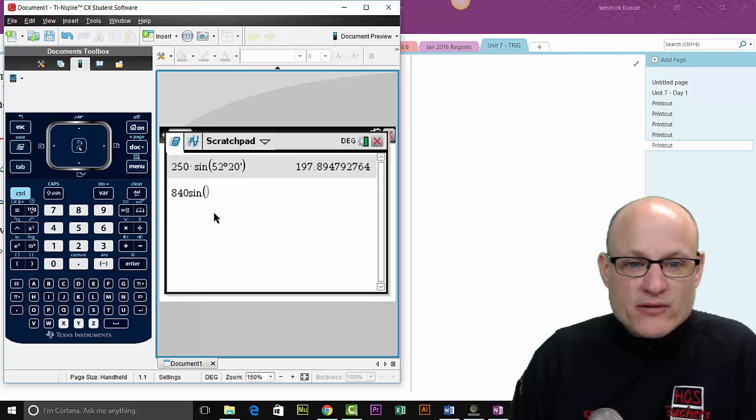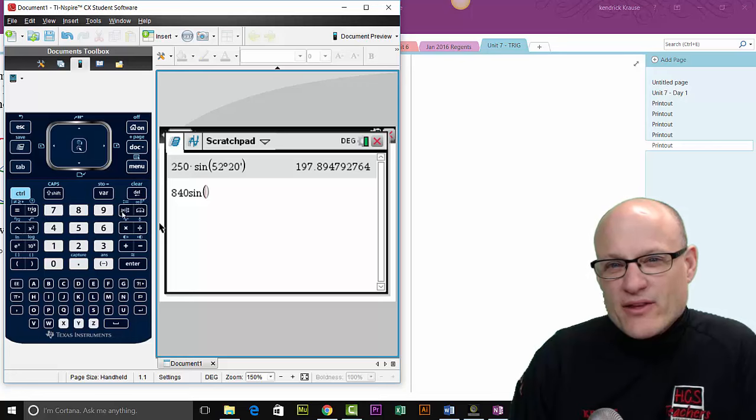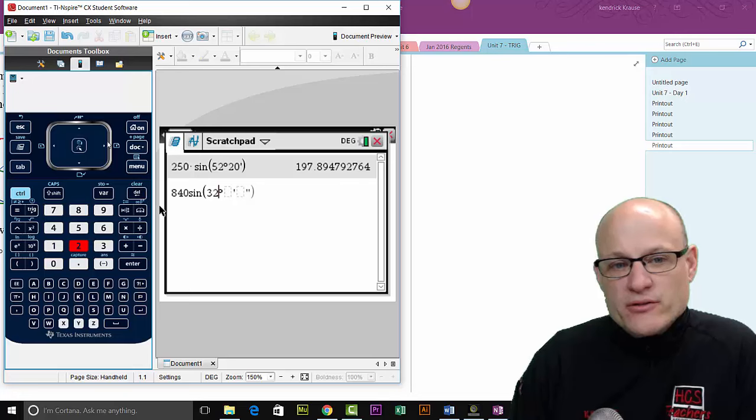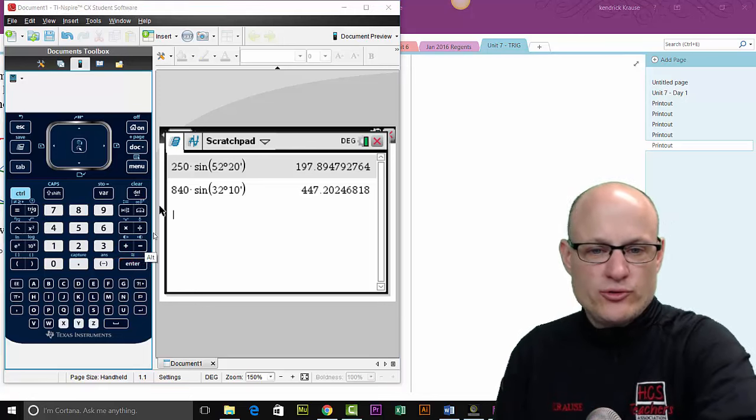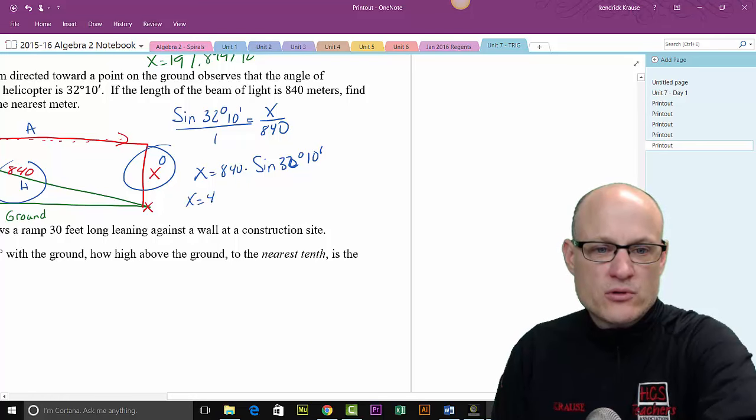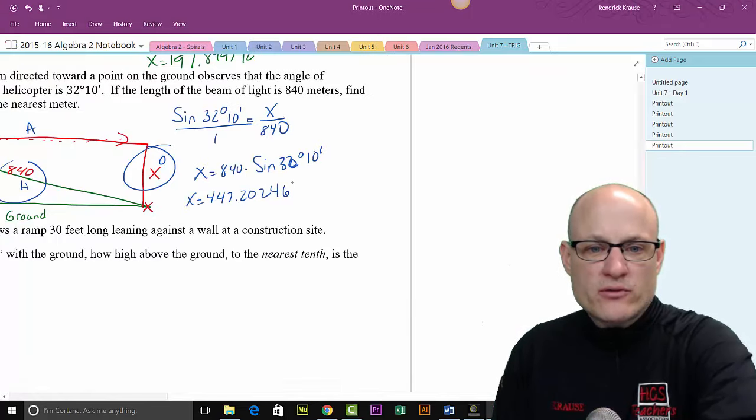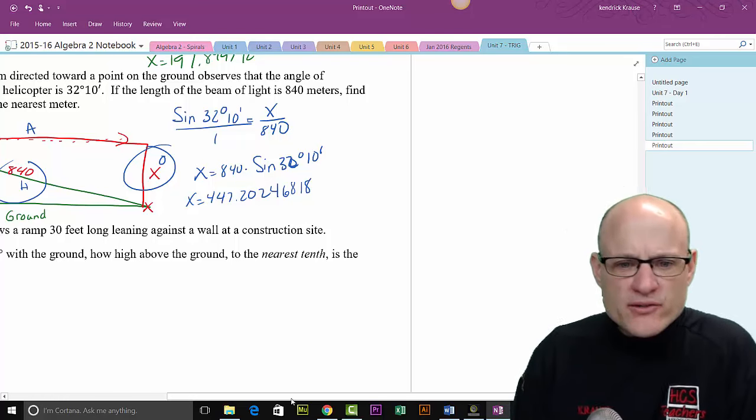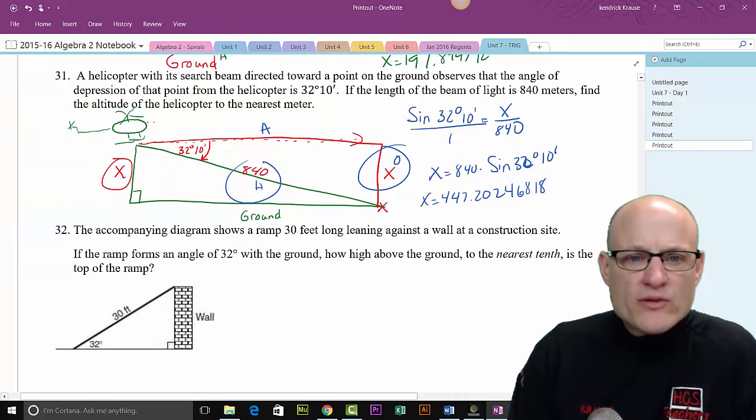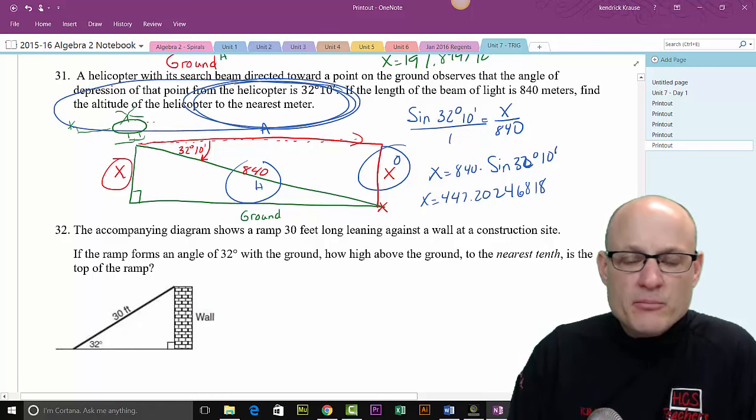So I need 32 degrees, 10 minutes. It means I have to go into this button right here. Don't forget that. And type in 32 degrees, 10 minutes. And I get 447.20246. So x equals 447.20246. Let's see, I come back up. What's the altitude to the nearest meter? So x equals 447.